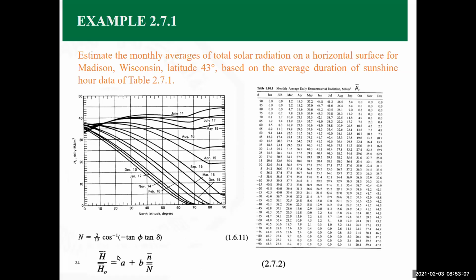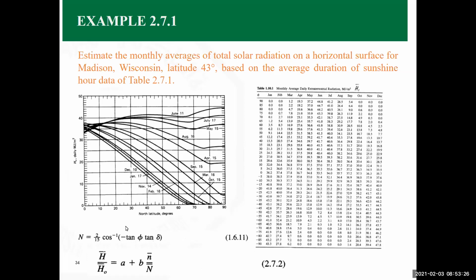And then we are going to substitute those in this equation. A and B are constants. They are given in the table for the city, Wisconsin-Madison. And then the small n is obtained from the previous table, capital N from this equation. Each node is from this figure or that table, and then we can get the value of H.